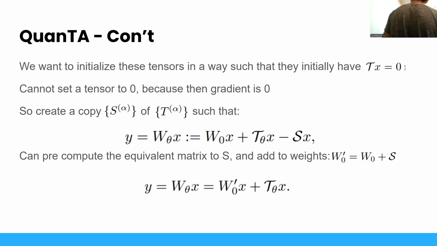Because we still want it to initialize equivalent to the original weight matrix, we make a copy of the randomly initialized gates, and then we just subtract it. We freeze it and we subtract it. So at time zero, these two are equivalent, so we can cancel them, so we get back to our original weight matrix. And then the other nice thing is that because S is frozen, we can actually pre-compute W naught plus S. So then there's no additional overhead, and we can just merge it back into a frozen matrix of W naught prime.